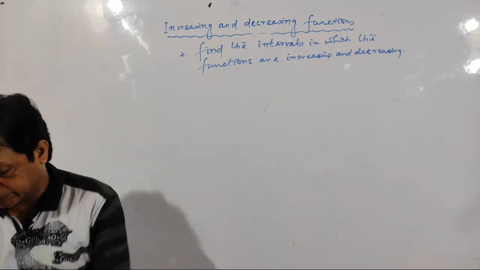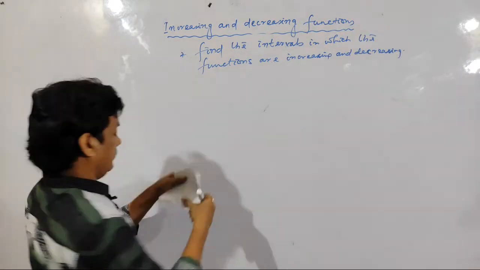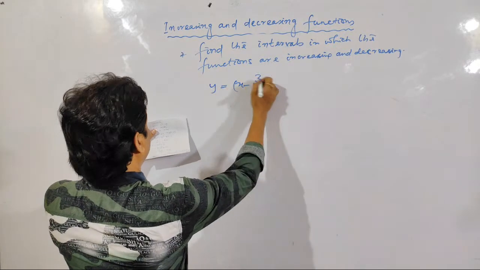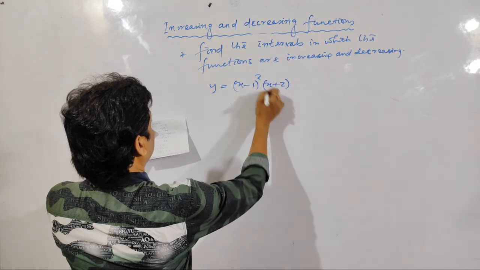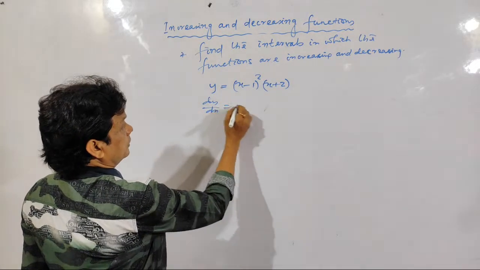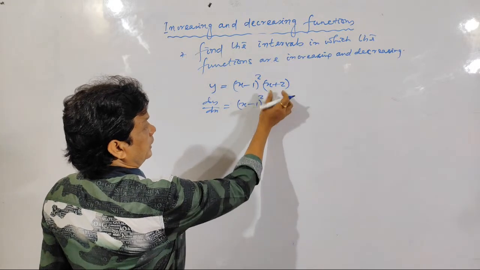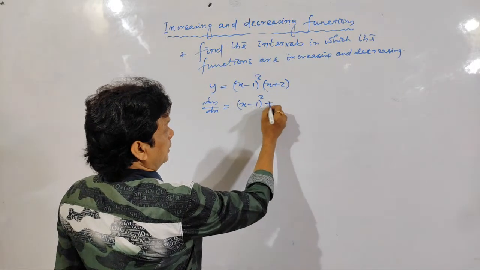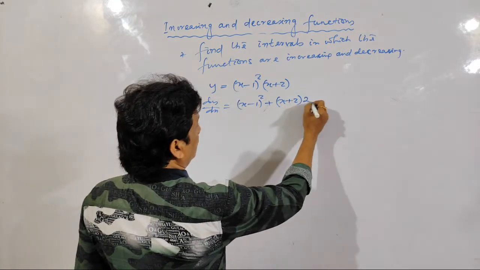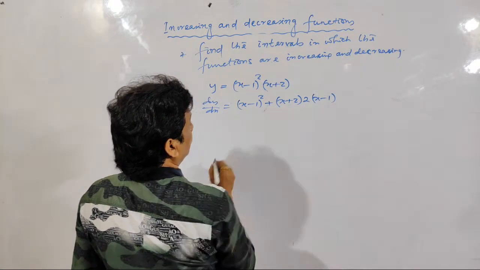Right, another question. Y is equal to x minus 1 whole square into x plus 2, this one. So what is dy by dx? It is x minus 1 whole square and the derivative of x plus 2 is 1. Then plus x plus 2 is there, and what is the derivative of this one? It is 2 into x minus 1.